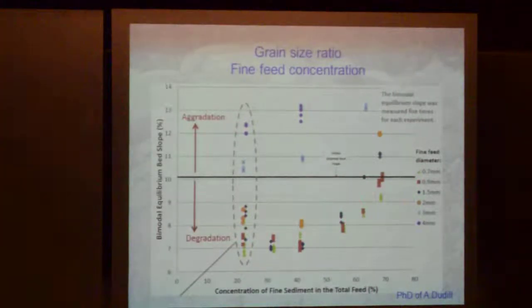it again aggrades. So you're going to tell us why later? Only partially, because I don't know yet.